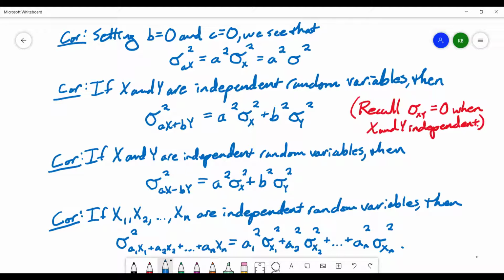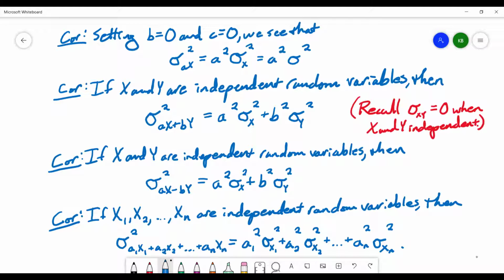Now going a slightly different direction, if we have x and y are independent random variables, then the variance of the linear combination ax plus by is going to equal a squared times the variance of x plus b squared times the variance of y. Now, to wrap your mind around this, you need to remember that the covariance of xy equals 0 whenever x and y are independent.